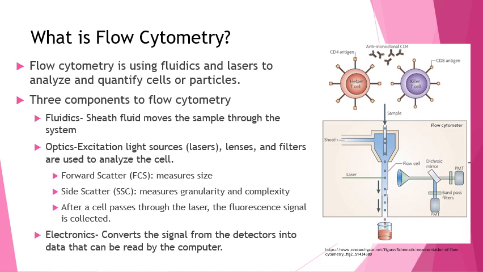So this is excitation of light sources like your lasers, uses lenses and filters, and these are all used to analyze the cell. Forward scatter measures the size of the cell. So this is a laser that just hits the cell dead on, straight from the front, and the way it refracts will help the instrument to determine the size of the cell. The side scatter has a little bit more of an angle, and it will hit the cell, and depending on, again, how it refracts, it's able to measure the granularity and the complexity of the cell. Then after it flows through these lasers, the fluorescent signal is collected.